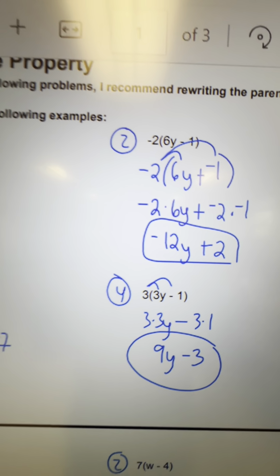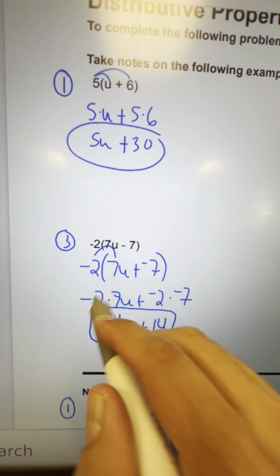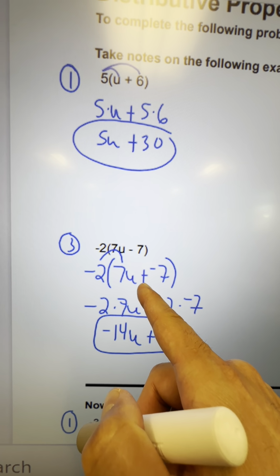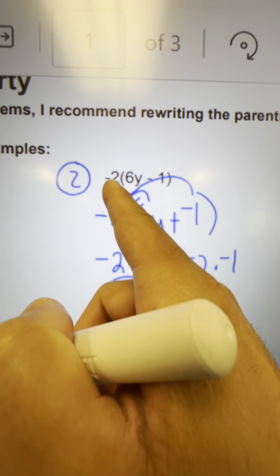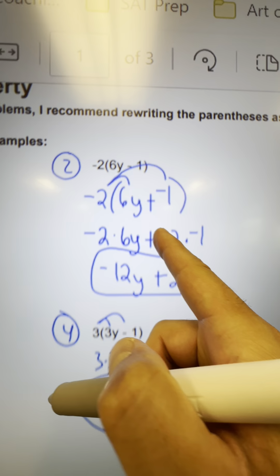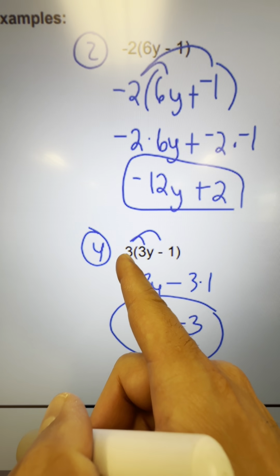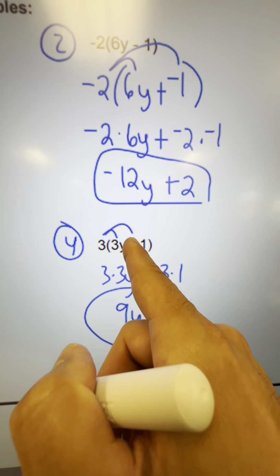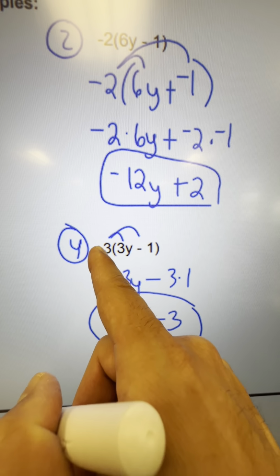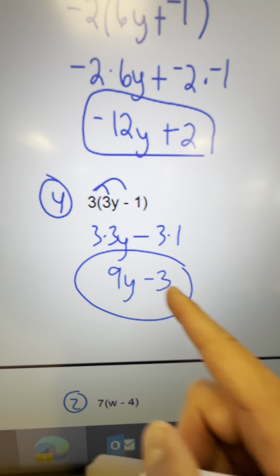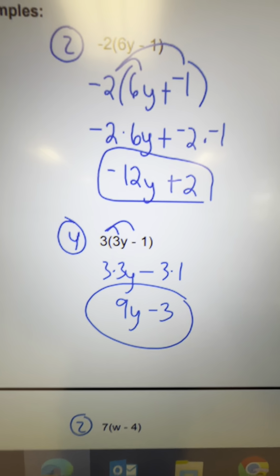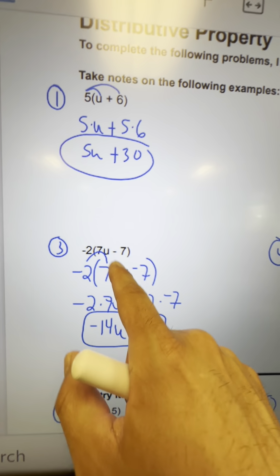So looking back, you can see that I rewrote the ones as addition. If I'm distributing a negative, I recommend rewriting as addition. This was I'm distributing a negative, so I rewrote it as addition. This one was subtraction, but since I'm not distributing a negative number, I just simply bring that minus sign down and multiply 3 times 1. So my final answer here was 9y minus 3. So again, if you mess up on these problems, be very, very careful.